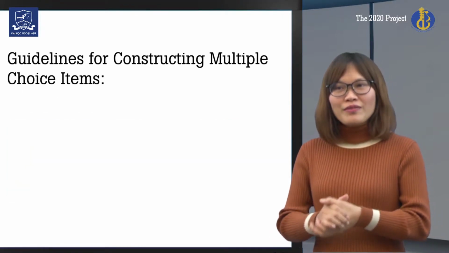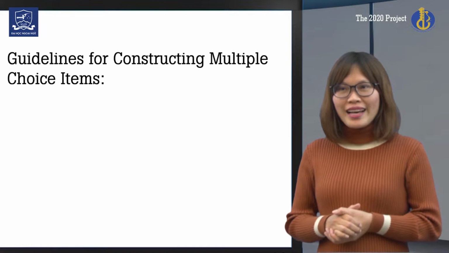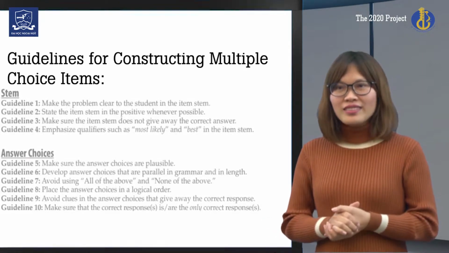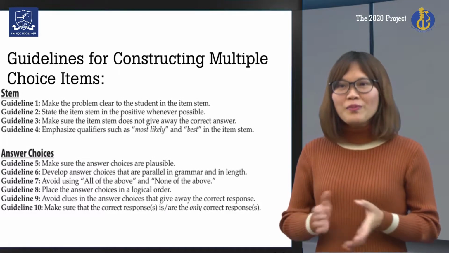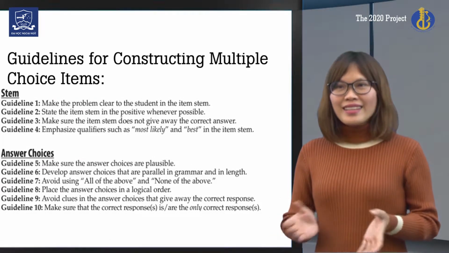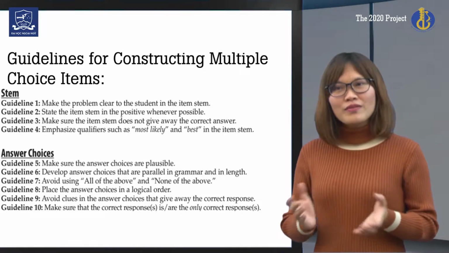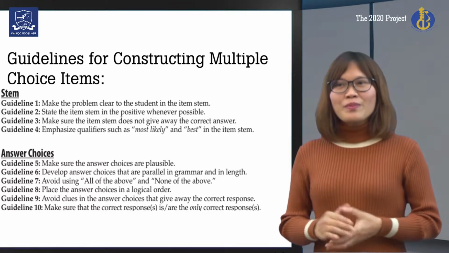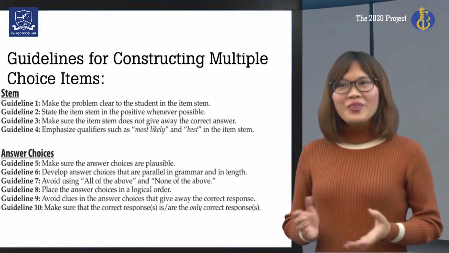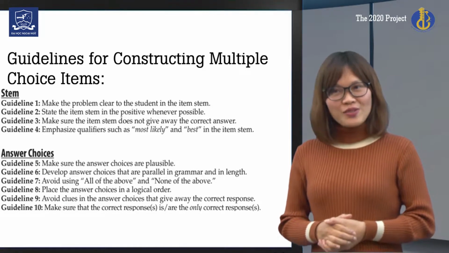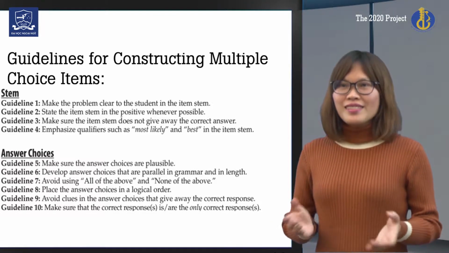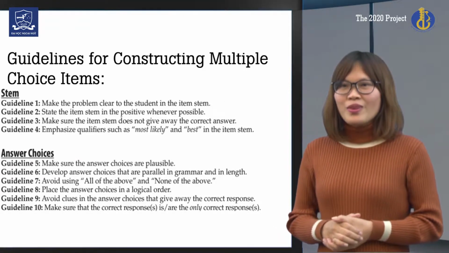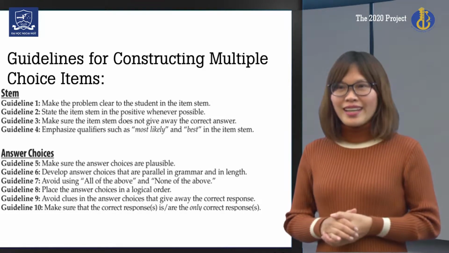The guidelines for developing reliable multiple choice items are divided into two sections. The first section contains guidelines for developing the item stem, and the second section contains guidelines for developing the answer choices. When you write the items, begin with the stem, then the correct response, and finally the distractors. This is a summary of the guidelines for constructing multiple choice items. We are going to discover each of these guidelines in turn.